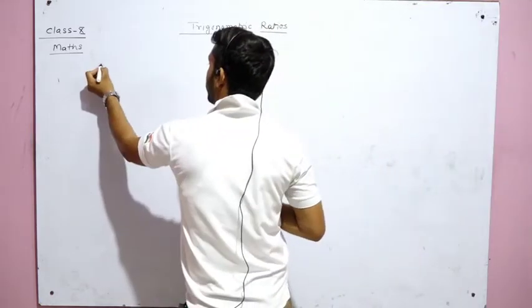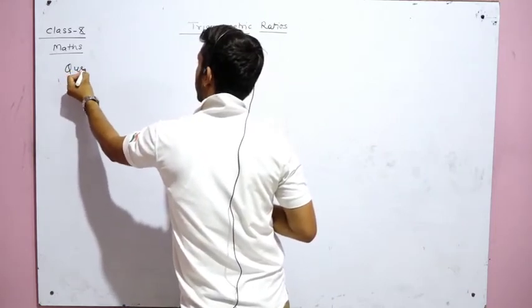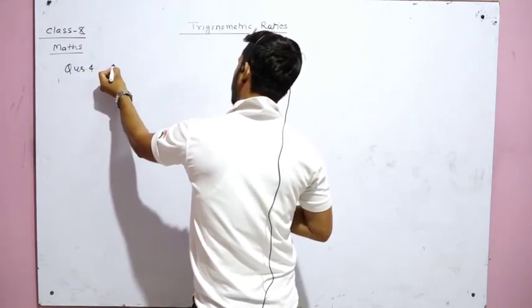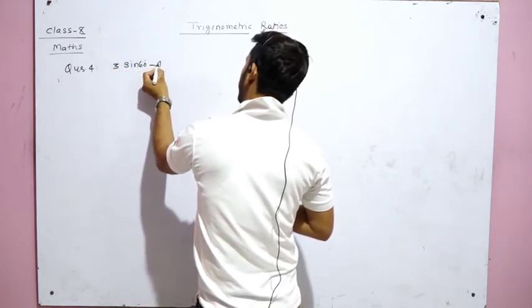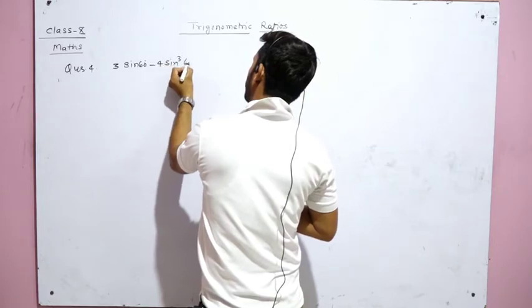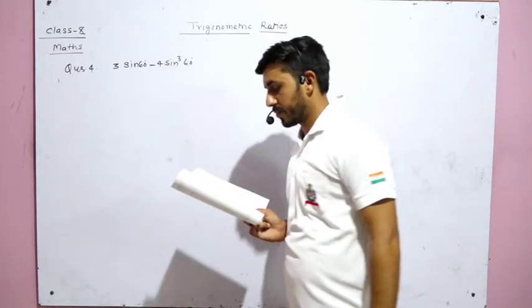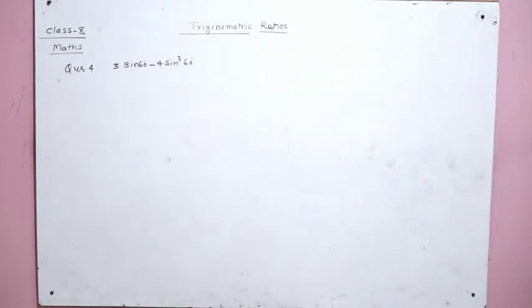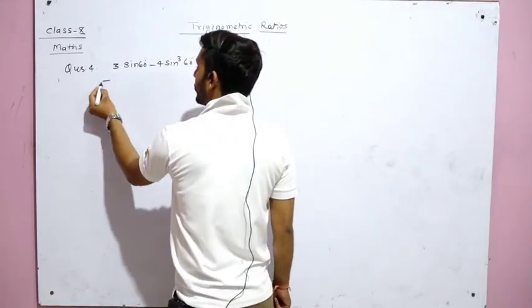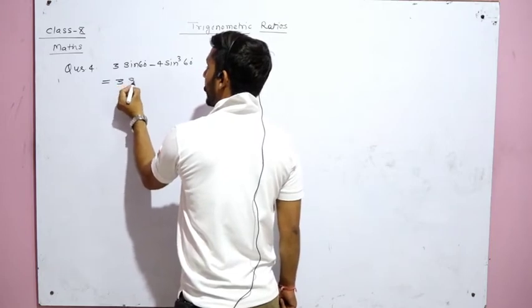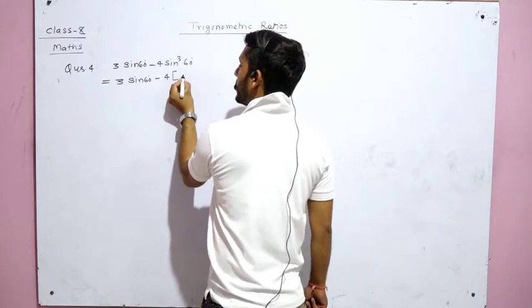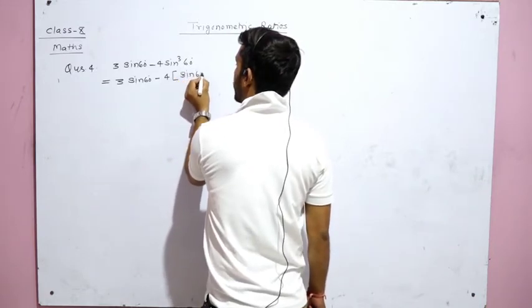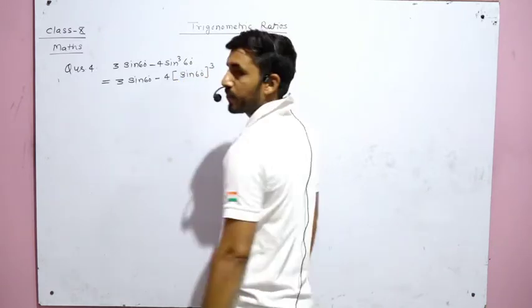Question number 4 is given as 3 sin 60 minus 4 sin cube 60. First we have to simplify this term. It means we can write 3 sin 60 degree minus 4 into sin 60 degree cube.